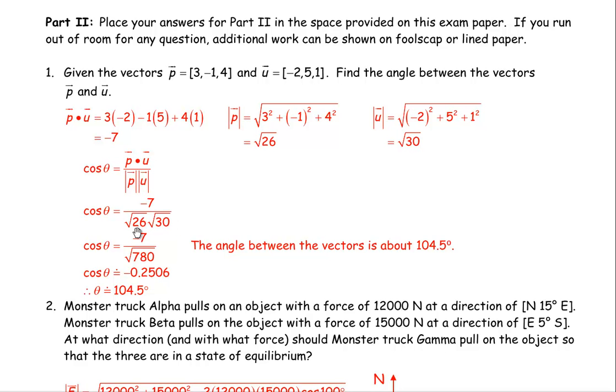And so substituting -7 in here in the numerator and the root of 26 times the root of 30 in the denominator, 26 times 30 is 780. So take the -7 divided by the square root of 780, you get this decimal approximately -0.2506. And so to find the angle, we take the inverse cosine of that. So the inverse cosine of this is about 104.5 degrees. So that's the angle between those two vectors if they're placed tail to tail or tip to tip.